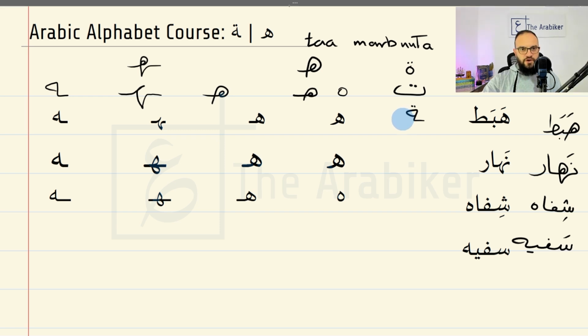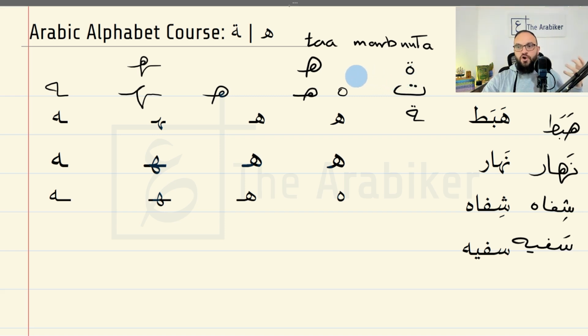You might ask now, okay, where is the middle position? Where is the start position of this ta marbuuTa? There isn't, because it only occurs at the end of words, some words. So this type of ta marbuuTa only occurs at the end of the word, whether it's connected to the previous letter like this, or it's not connected to the previous letter.